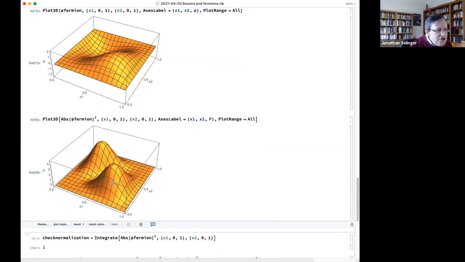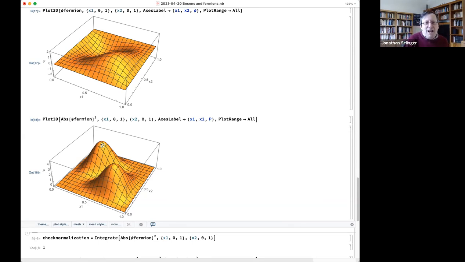It still has two peaks, but the peaks are in different positions. There's one peak where particle 1 is on the right side and particle 2 is on the left side, and another peak where particle 1 is on the left side and particle 2 is on the right side. So it's like the particles say, oh, you're on the right? Okay, I'll be on the left. Oh, you want to be on the left? No problem, I'll just go over here on the right. Which sounds like something I would say.